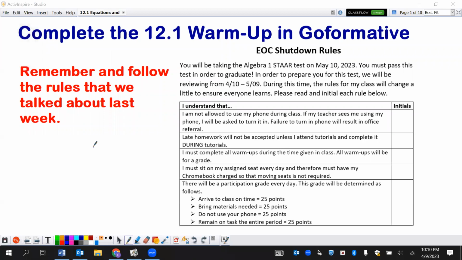Okay, today, first thing you should complete is the 12.1 warm-up in GoFormative. It's only 2 problems, so it should not take you more than 10 minutes. After you're done with the warm-up, continue with this video.